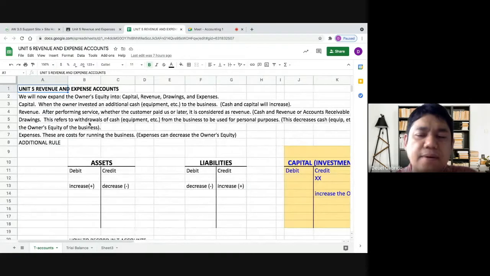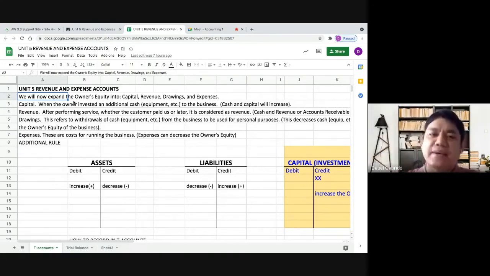All right, so Unit 5, guys, is about revenue and expenses accounts. Look at the first sentence here. We will now expand. Expand meaning we are extending, okay? We will now expand the owner's equity into capital, revenue, drawings, and expenses. Okay, what do you mean by that?